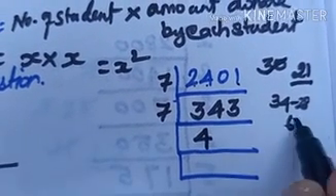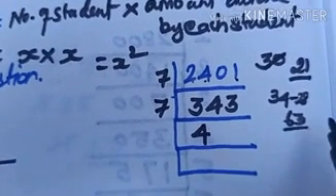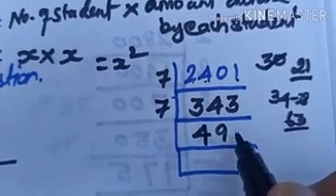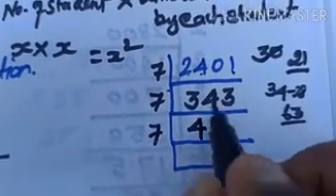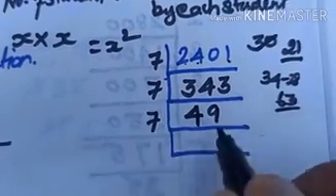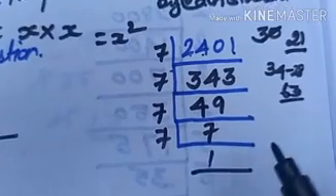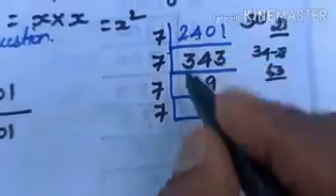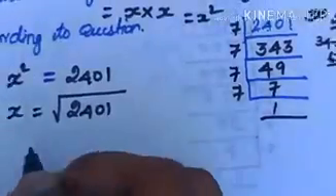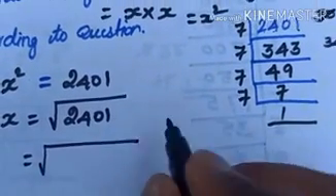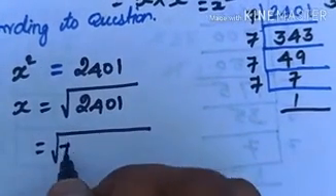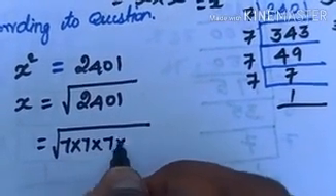Another digit is 3. So now it becomes 63. So how many times? 9 times. Again it's divisible by 7. So 49 is divisible by 7, how many times? 7 times. Again you take 7, you get 1. Now you stop the process. So what are the factors? The factors of the number are 7 into 7 into 7 into 7.